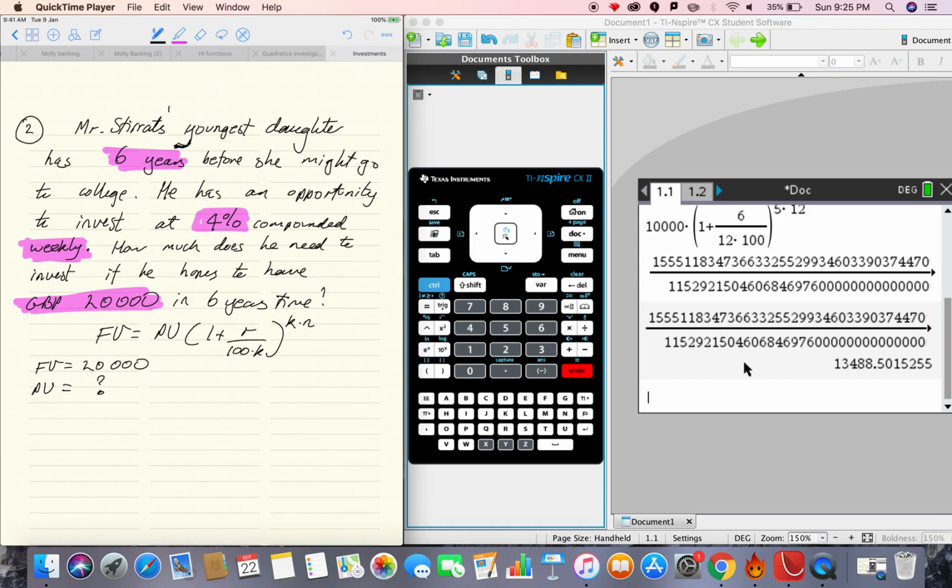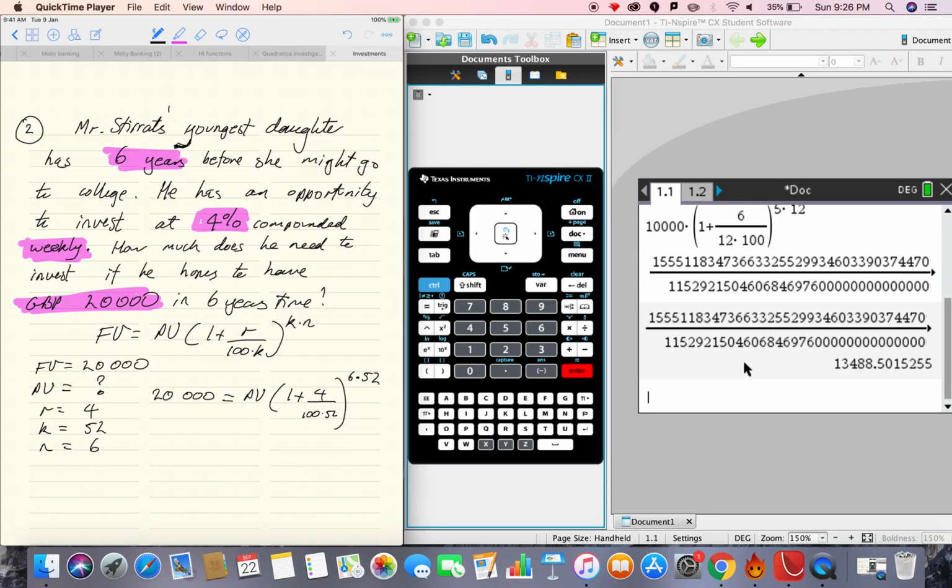Maybe 20,000 is the first year university or college fees that we're thinking about trying to invest for. R is 4, that's very clear. K is weekly, so it's 52 payments. And N is 6. So let's substitute in. N times K, N is 6 and K is 52. And you don't need to do anything else than that.